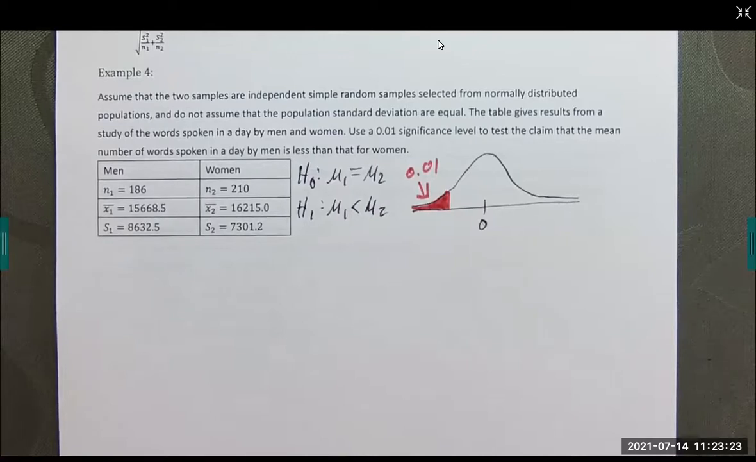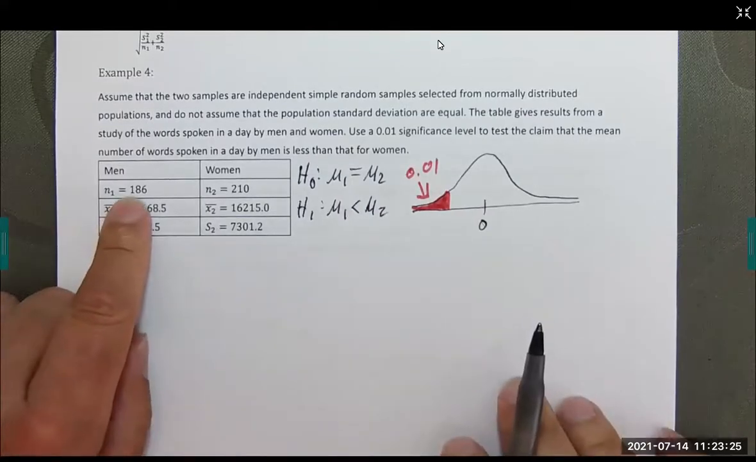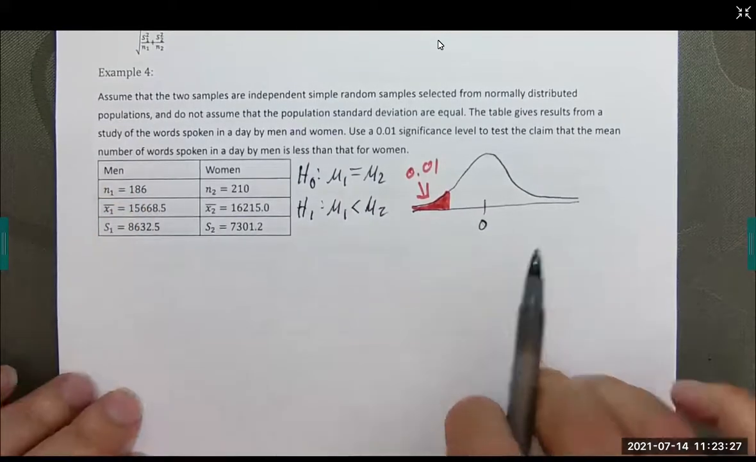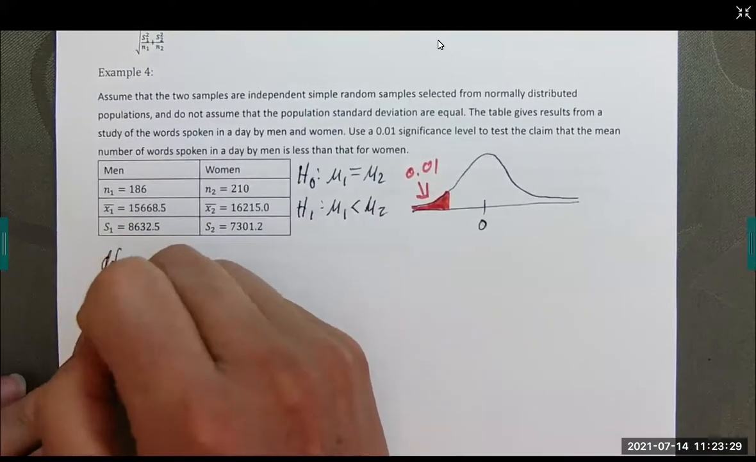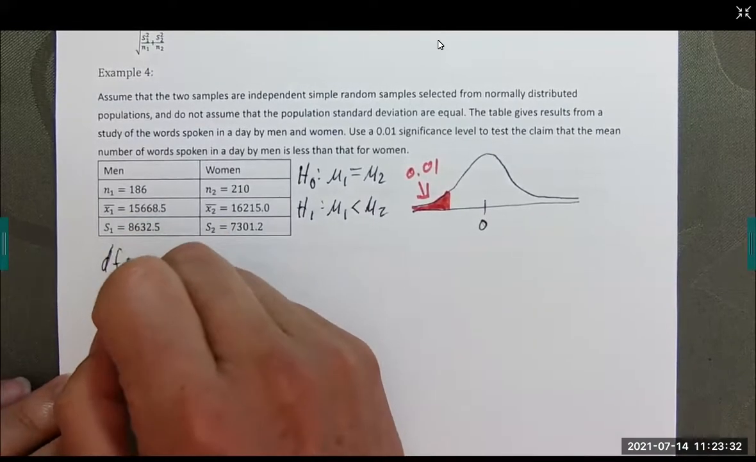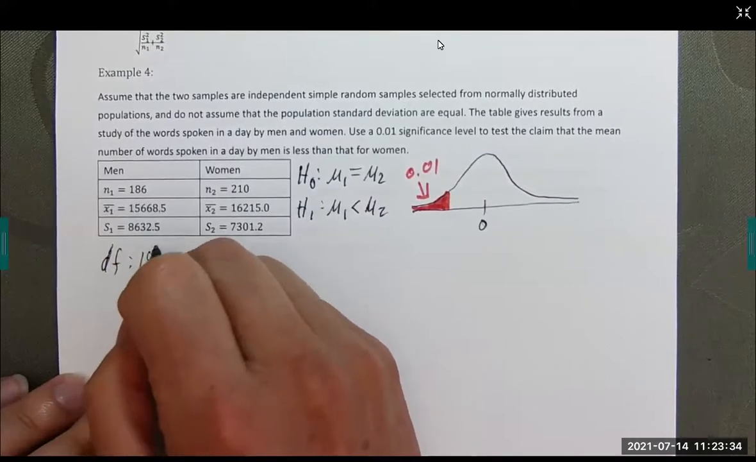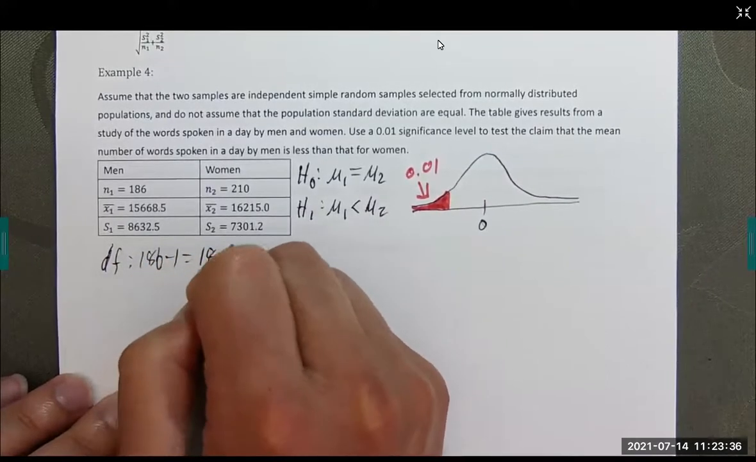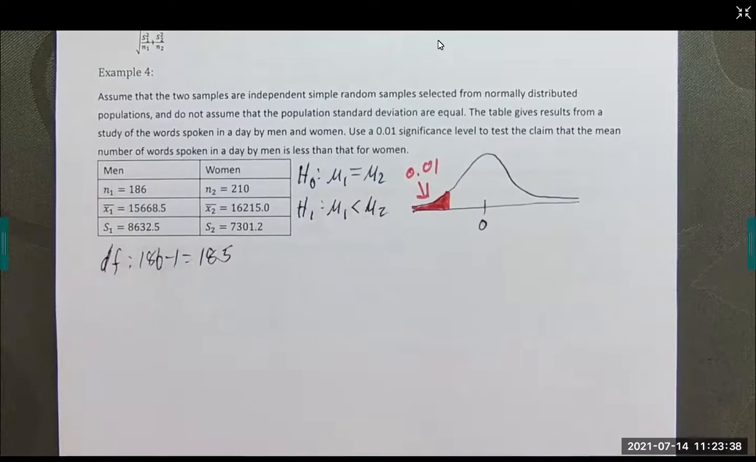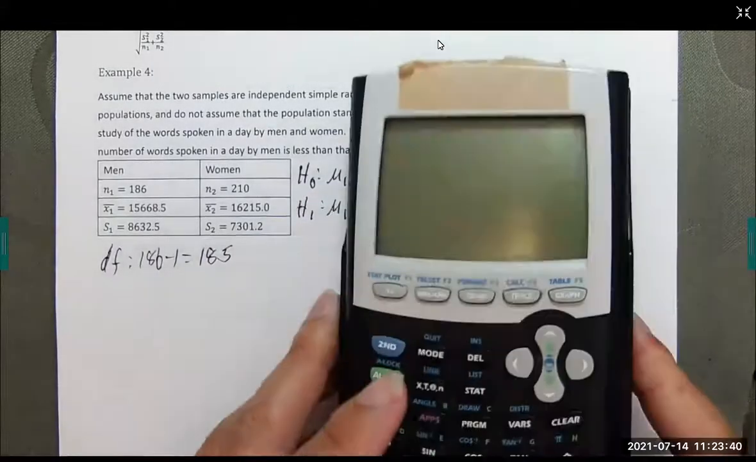And let's get our critical value. Now, I want to point out that our degrees of freedom, remember, it's the smaller of the two. So that's this one here. So our degrees of freedom is going to be 186 minus 1, which is 185. So we're going to do inverse t here.